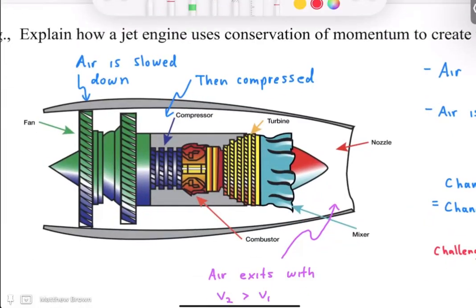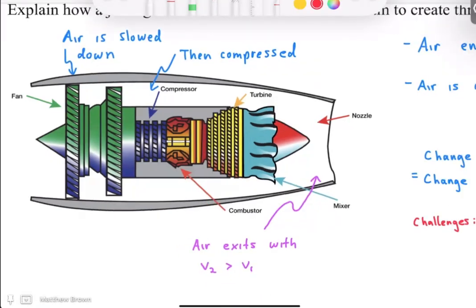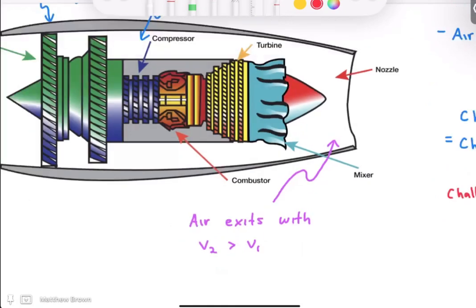And if you just look at what's happening, there's really some key parts that are highlighted here, right? A fan and a compressor as air comes in, which interestingly enough slows down the air, and then compresses it. And then it's combusted here. We've got this combustor or combustion chamber, and then the air goes out the back, goes through the turbine where it's accelerated, and then accelerated further with the nozzle. And the whole idea here, though, is that air exits with V2 greater than V1. That's the gist of it.